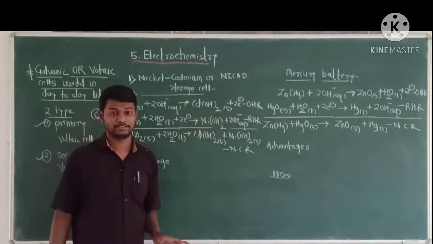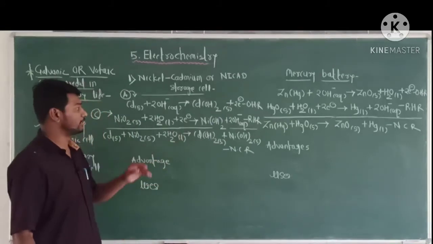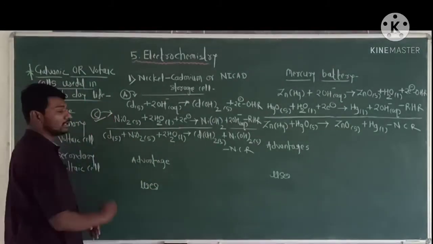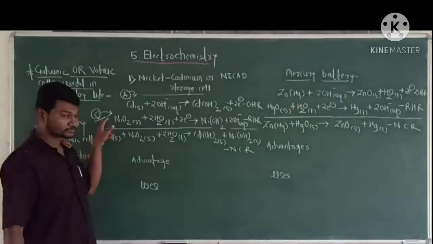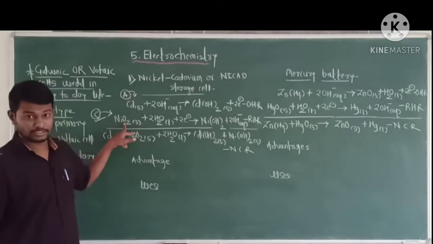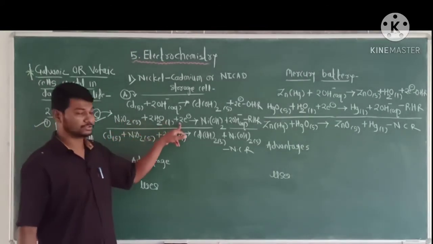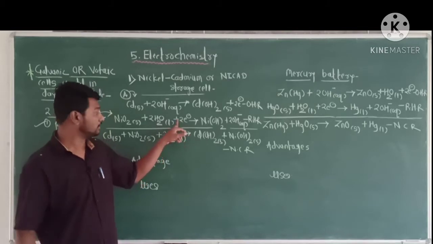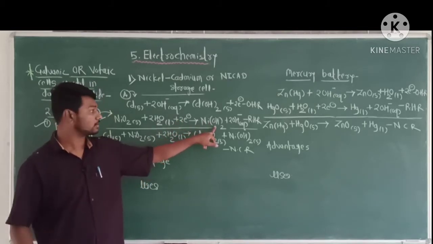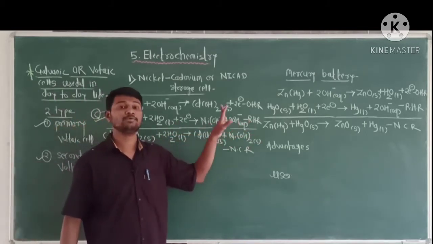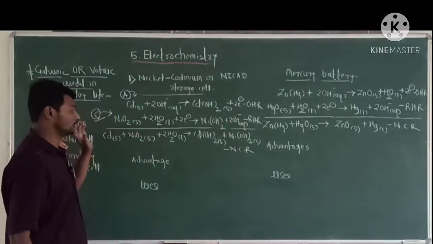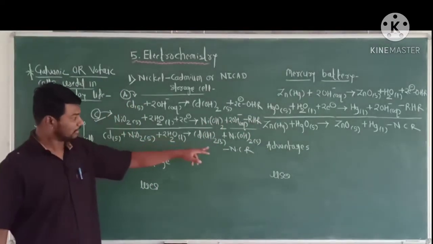Second, the reduction half reaction which occurs at the cathode. At the cathode, nickel oxide is reduced by gain of electrons into nickel dihydroxide, and this is the reduction half reaction which occurs at the cathode. After that, write down the net cell reaction.